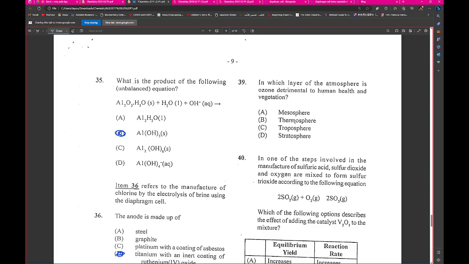So okay, 39. In which layer of the atmosphere is ozone detrimental to human health and vegetation? What would be the answer? C. C would remain as the troposphere. You guys sure that it will remain as the troposphere? Yeah.